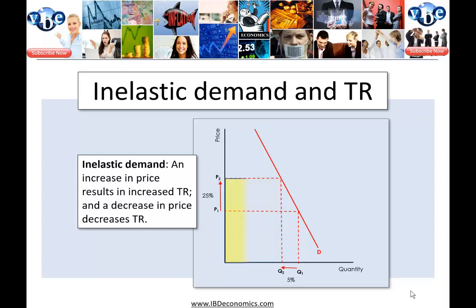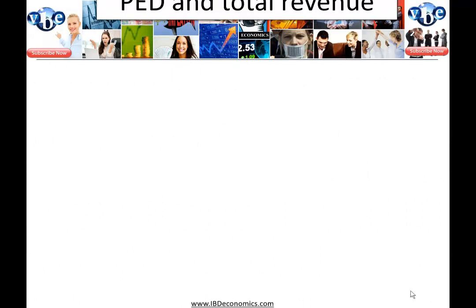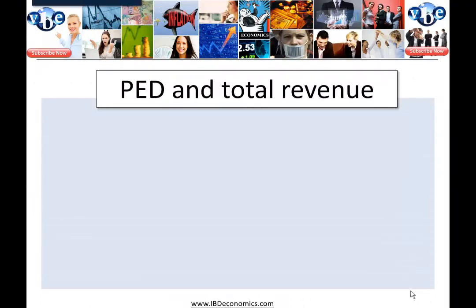So new total revenues there. What's the change in total revenue? Revenue lost by the increase in price versus revenue gained by an increase in price. So we can see that the revenue gain is greater than the revenue loss. So firms facing inelastic demand will always gain total revenue by increasing their prices, at least in the short run, and lose total revenue by decreasing their prices.